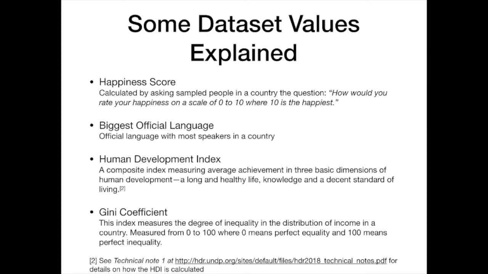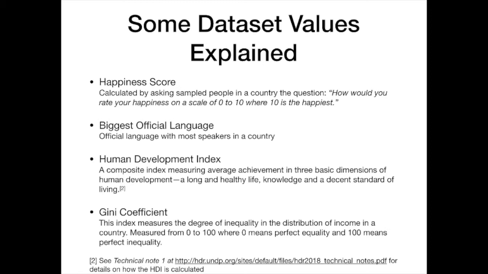Another thing that I want to highlight is the Gini coefficient. The Gini coefficient is an index that measures the degree of inequality in the distribution of income in the country. So there is a measure from 0 to 100, where 100 means it's perfectly unequal. The family that earns the least money is completely different from the family that earns the most money. And 0 would mean perfect equality, everybody earns the same.